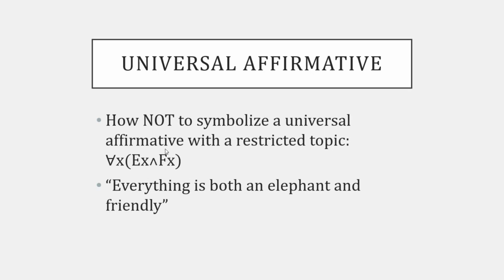Okay, and I said this already. Here's how not to do this. Don't say for all x, Ex and Fx. That is saying that everything in the universe is friendly and everything in the universe is an elephant, which is a very different statement than saying all elephants are friendly. It's unrestricted in its scope of discourse, right?